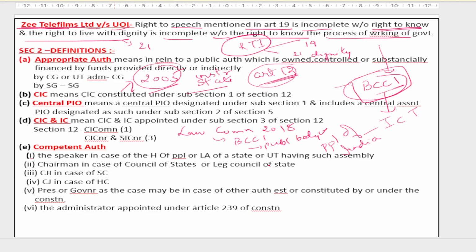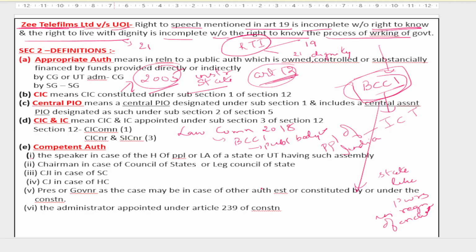Now the reasons that the Law Commission gave were that the International Cricket Council recognizes the BCCI as the official body representing India, and BCCI exercises state-like powers in the regulation of cricket. So BCCI should come under the definition of state, and it should be brought under the RTI Act.